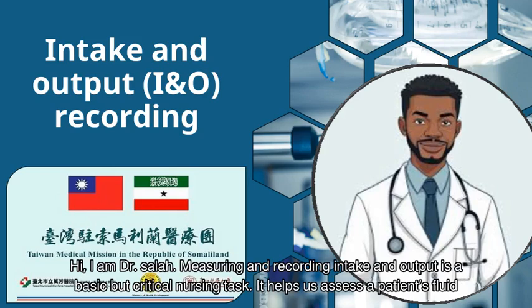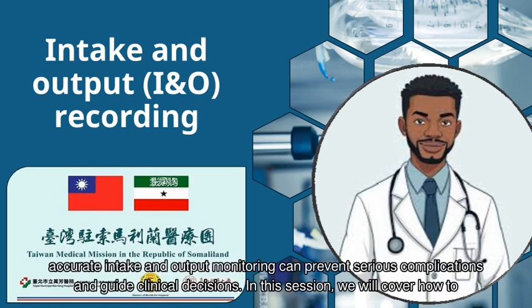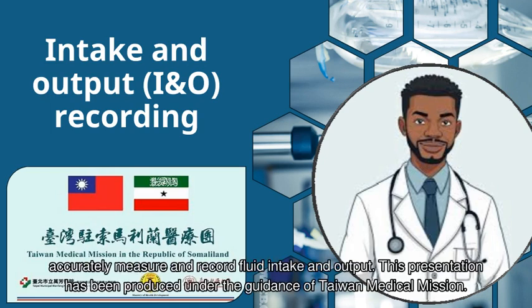Measuring and recording intake and output is a basic but critical nursing task. It helps us assess a patient's fluid balance, kidney function, and response to treatment. For patients with conditions like heart failure, kidney disease, or those in the ICU, accurate intake and output monitoring can prevent serious complications and guide clinical decisions. In this session, we will cover how to accurately measure and record fluid intake and output.